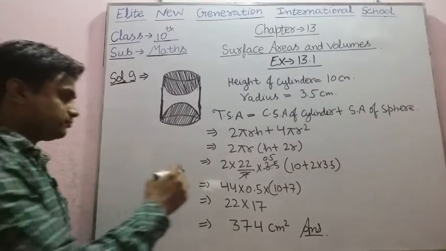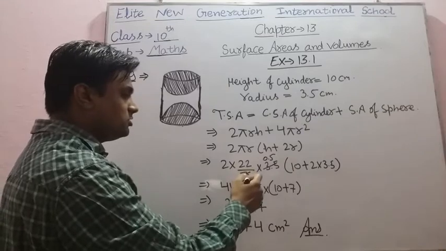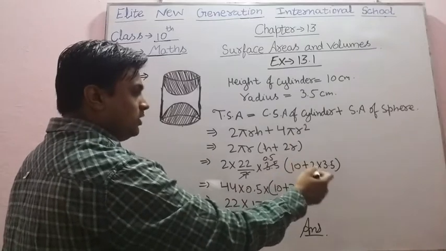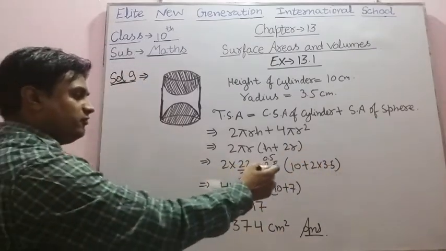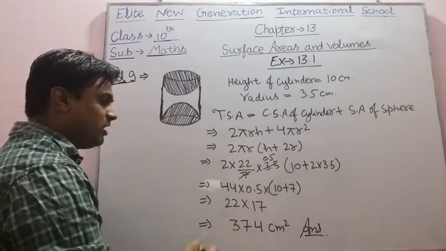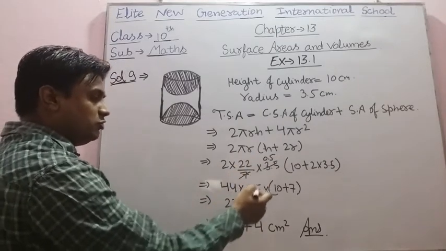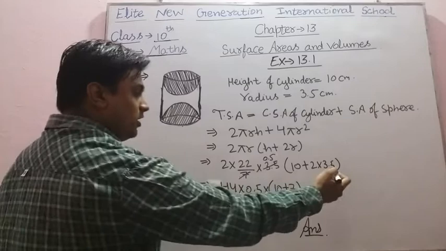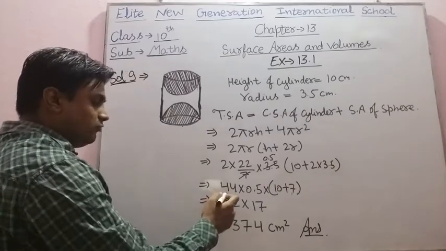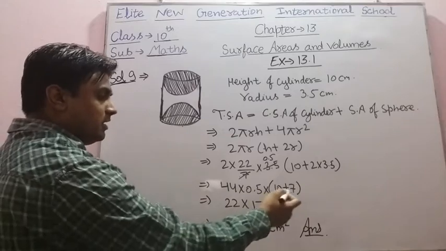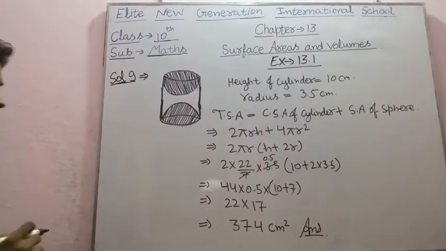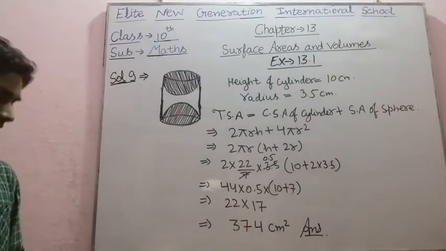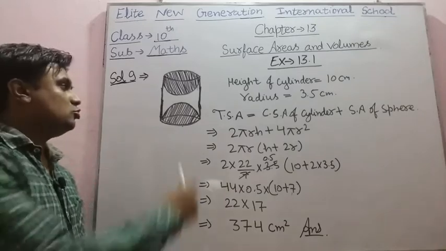Now putting the value, 2 into 22 upon 7 in place of pi, into the radius 3.5. Now in the bracket, the height is 10 plus 2 into the radius 3.5. Now this 3.5 will cancel by 7, giving 0.5. 2 into 22 will be 44, 44 into 0.5, in the bracket 10 plus 2 into 3.5, which will be 7. Now solving it, 44 into 0.5 will be 22 and 10 plus 7 will be 17. So 22 into 17 will be 374 centimeter square. So 374 centimeter square is the total surface area.